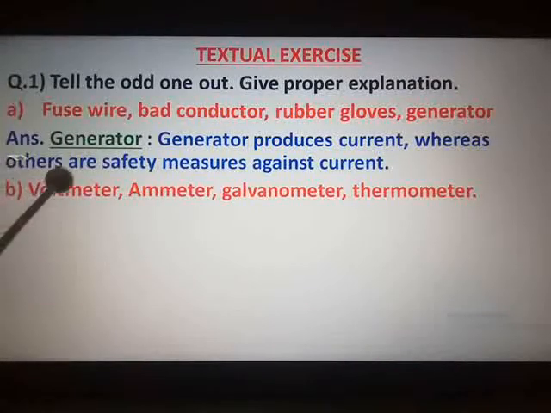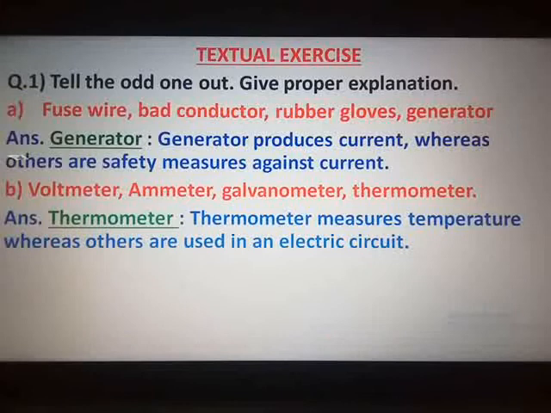Next one, voltmeter, ammeter, galvanometer and thermometer. Quickly looking at it, you come to know it is thermometer, because the other three are used in an electric circuit whereas a thermometer is used to measure the temperature. Apart from this, if you have a proper explanation for your odd one, you can provide your own explanation.